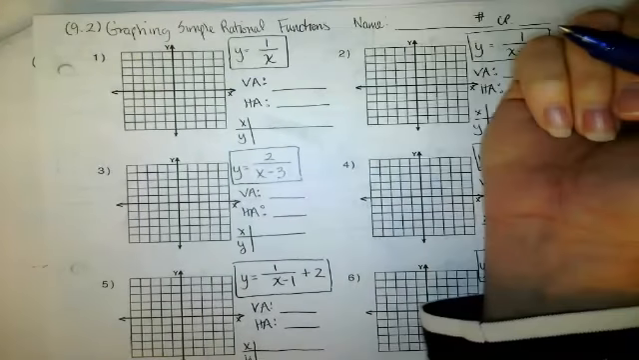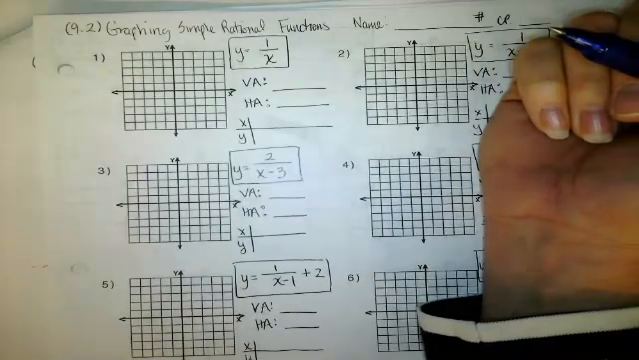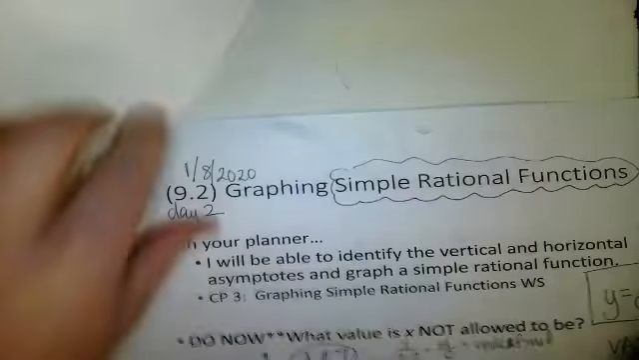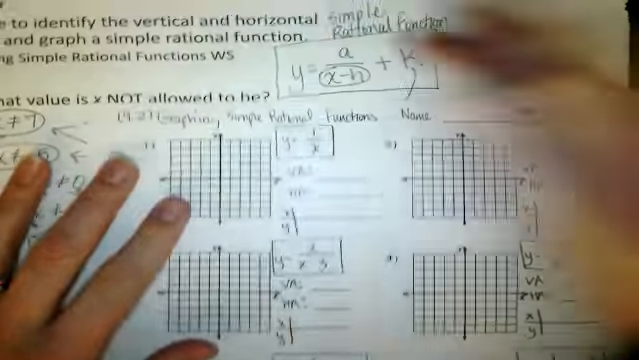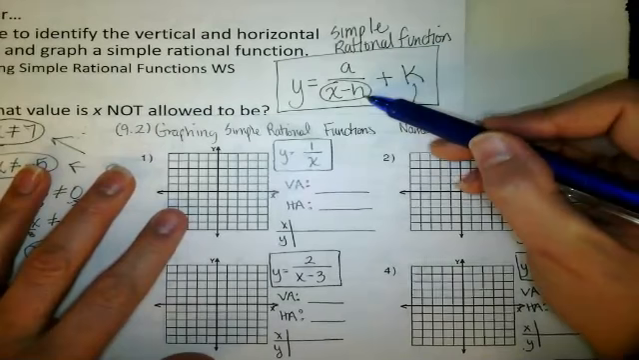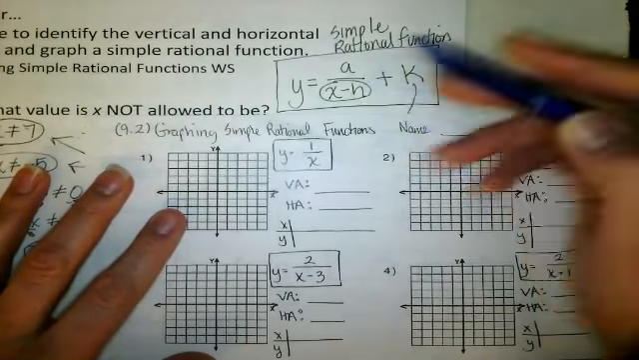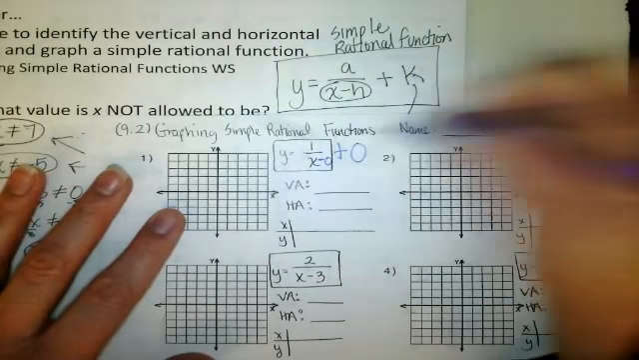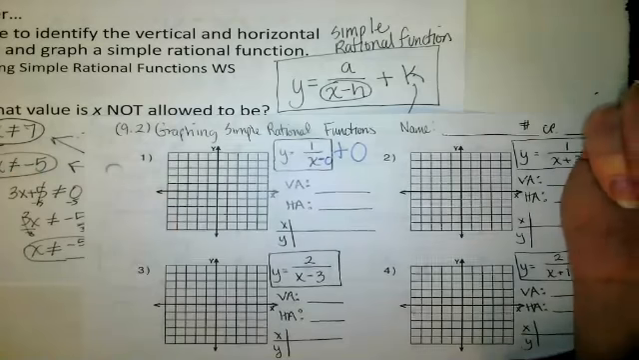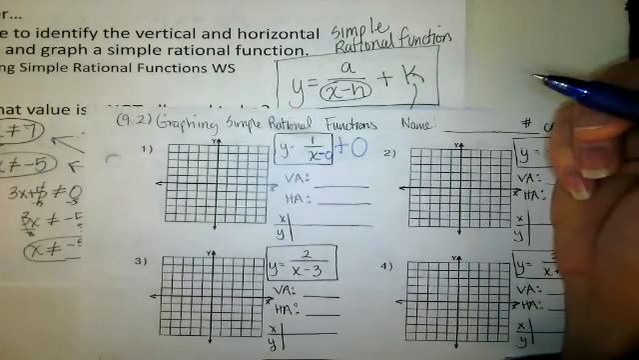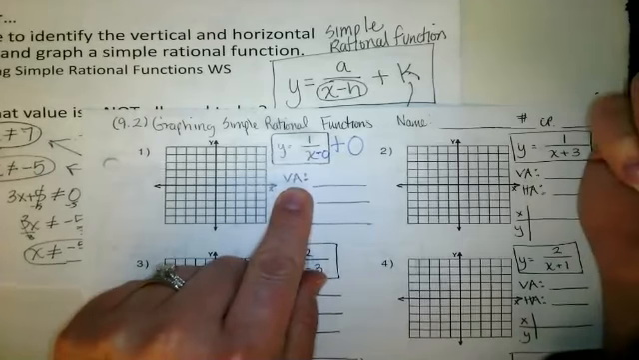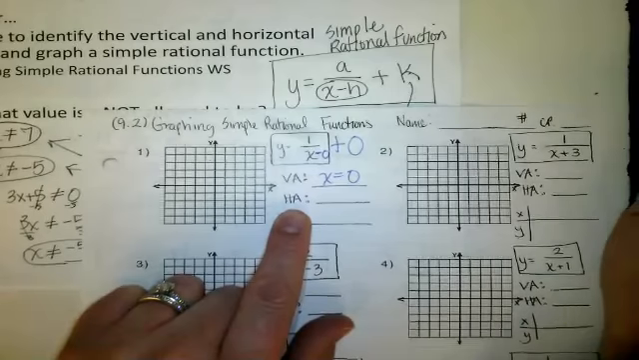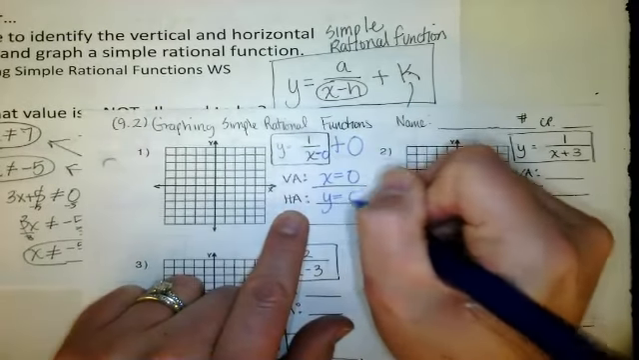On this first problem, y equals 1 over x. What's the h? 0. There's nothing there. What's the k? 0. There's nothing there. When there's no number there, it's a 0. Okay? What's our vertical asymptote? X equals 0. What's our horizontal asymptote? Y equals 0. Very good.